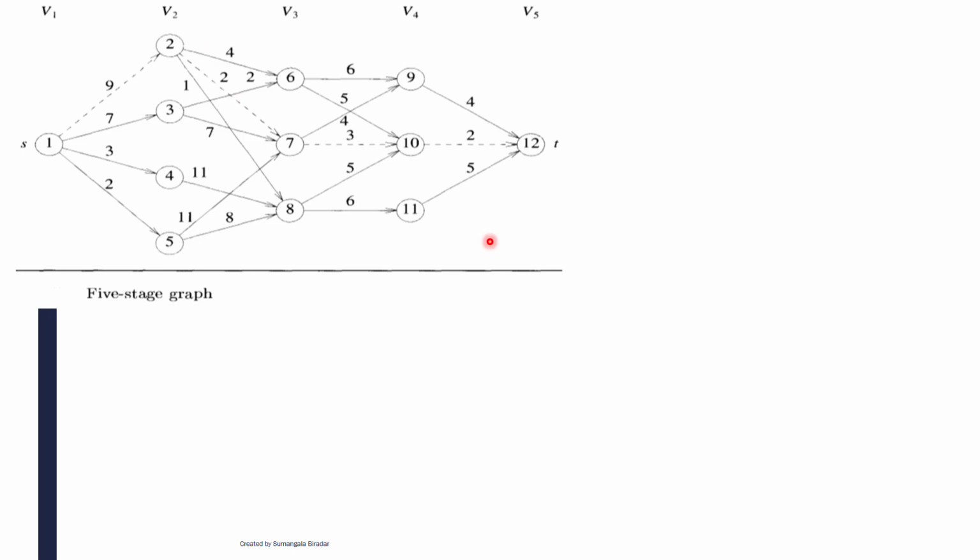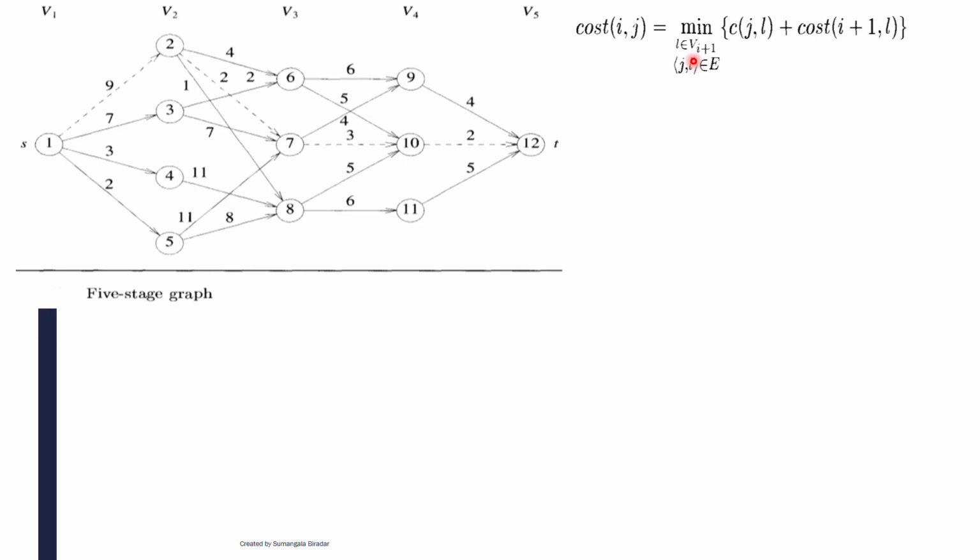Now to get the solution, what is the first step? You divide the graph into stages. So V1, V2, V3, V4 and V5 are the 5 stages here. To get the solution for this graph, you divided it into 5 stages.